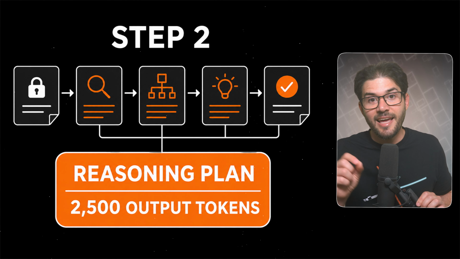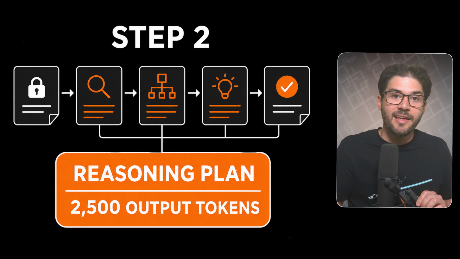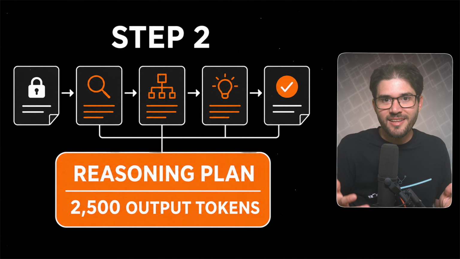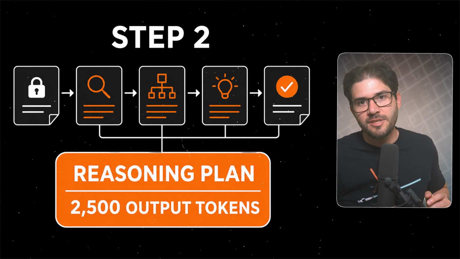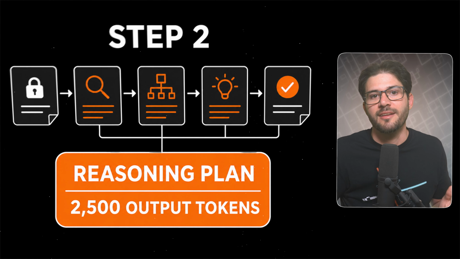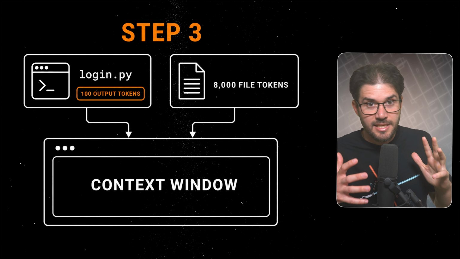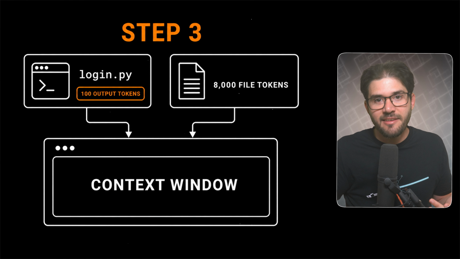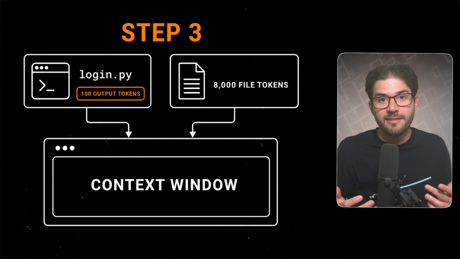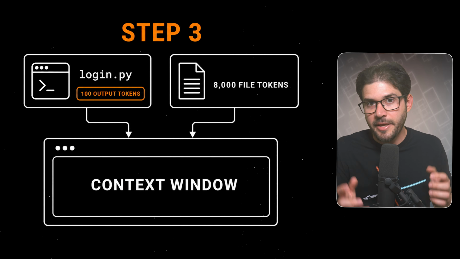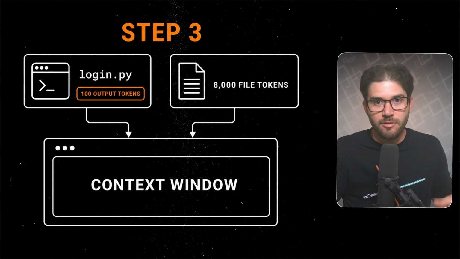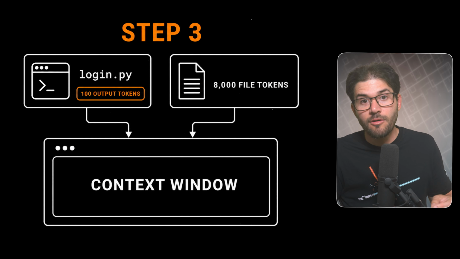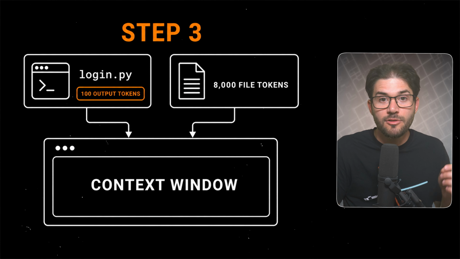Step 2, the agent thinks. In this case, the agent generates a plan. Its internal thoughts are the reasoning tokens. Let's say they are like 2,500 output tokens. Step 3, there is a tool call to read a file. The agent decides it needs to read the login.py file. For example, let's say you are using Python. Then it makes a tool call of 100 output tokens.